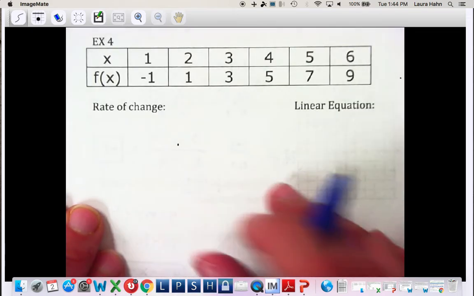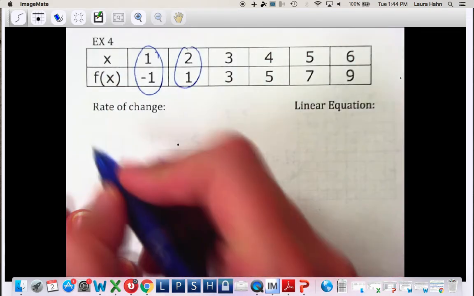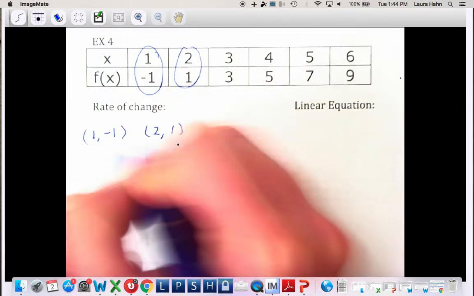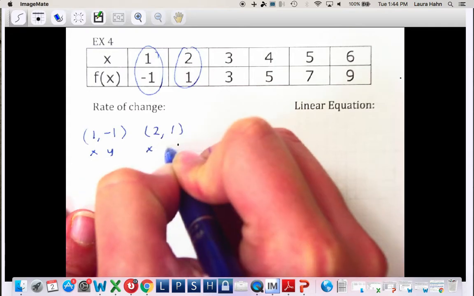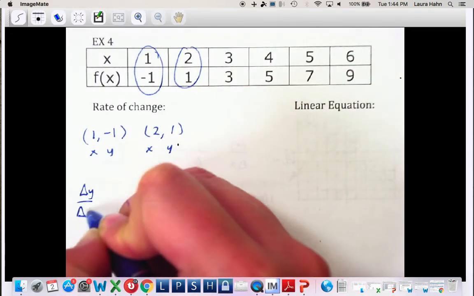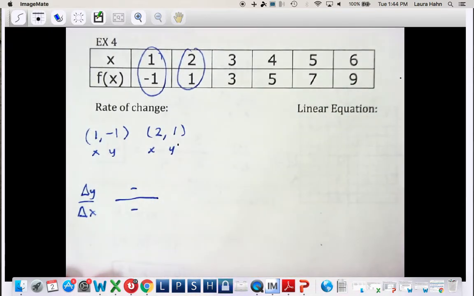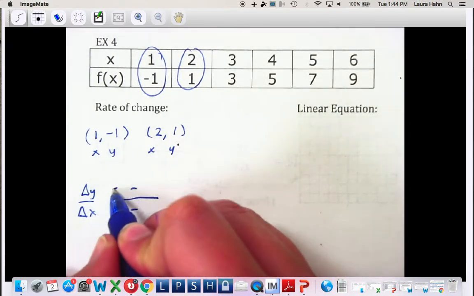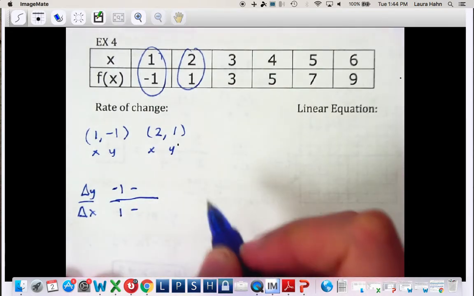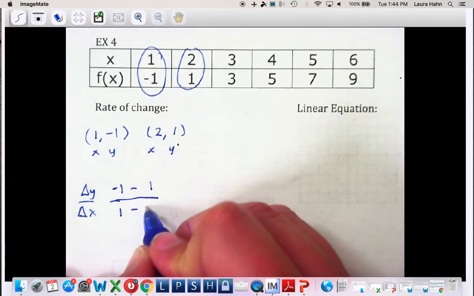Rate of change, 2 points. Use the first two, why not? So I'm going to write them down and label them: x, y, x, y. Slope is the change in y divided by the change in x. So I put my fraction bar with a minus sign on top and bottom. Y rises, so that negative 1 goes on top. The positive 1 drops directly below it. For my next point, the y rises, so 1 goes on top. That 2 drops directly below it.